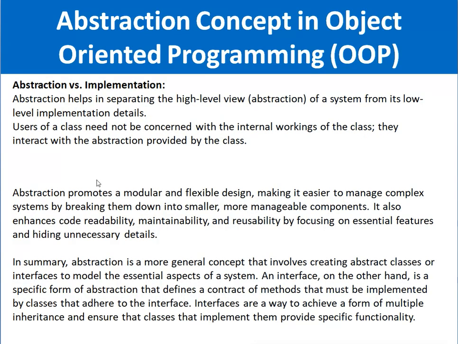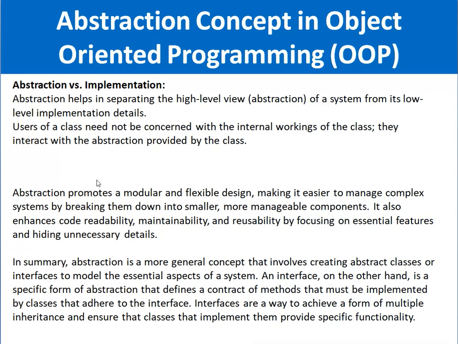Here friend, we have to understand the difference between abstraction and implementation as well. Basically friend, abstraction helps in separating the high level abstraction of a system from its low level implementation detail. A user of a class doesn't need to be concerned with the internal working of the class. They interact with the abstraction provided by the class. Abstraction provides a modular and flexible design, and it's easier to manage complex systems by breaking them into smaller, more manageable components as well.